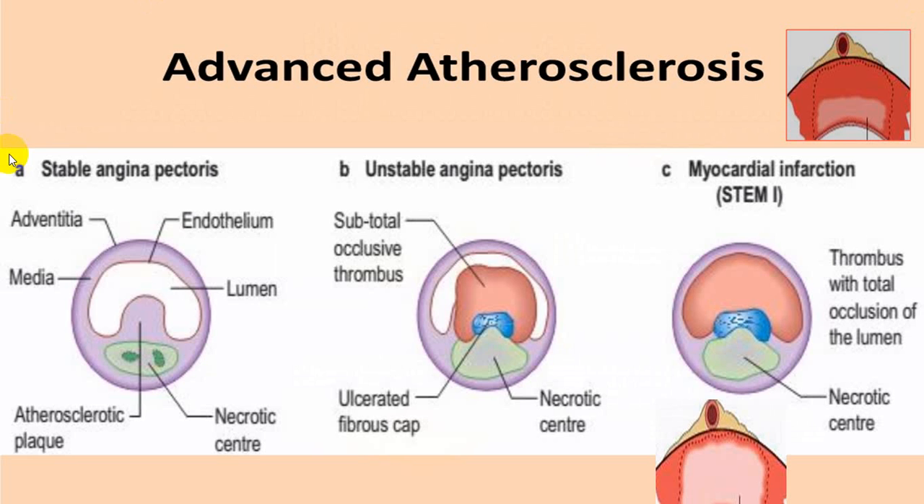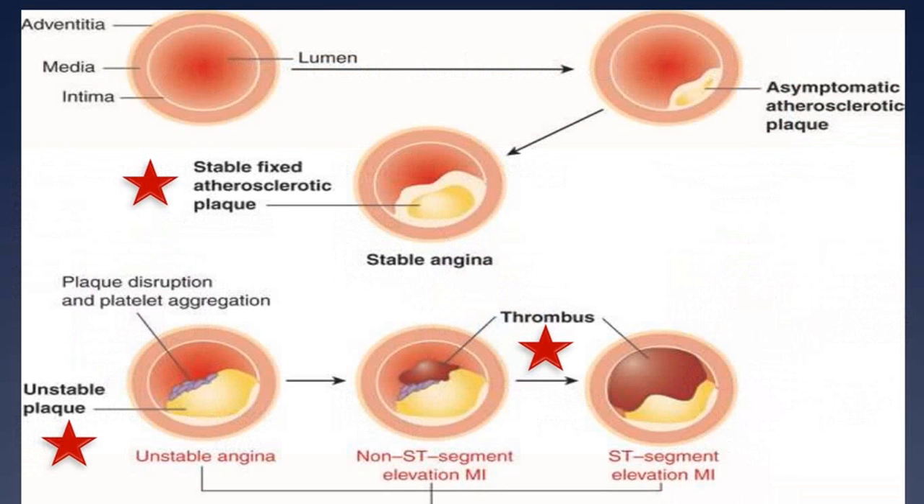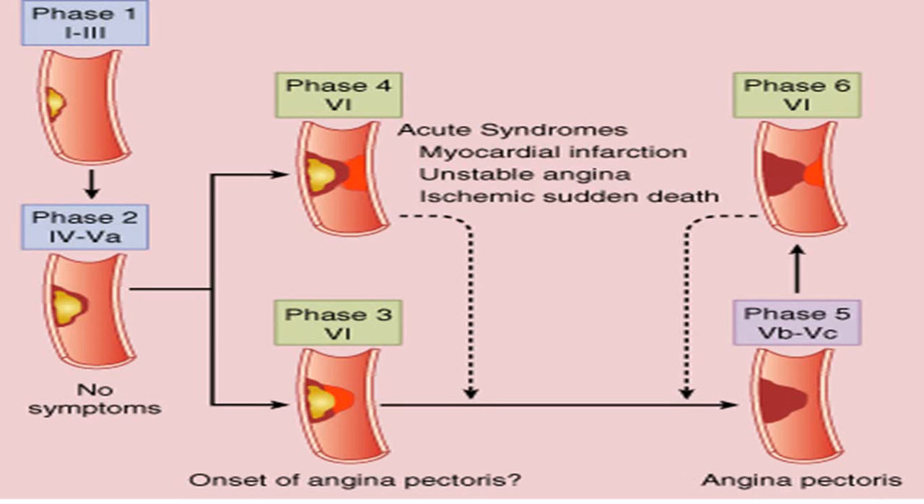This is the advanced stages: stable, unstable, and MI. We have already discussed that part. The same is shown in a different picture. Initial stage, asymptomatic plaque, occlusion, stable angina, unstable. Now the person will start developing unstable angina, small blood vessel occlusion, non-STEMI, and complete occlusion, STEMI. The same thing is shown in another pattern. At your leisure, you can go through it.